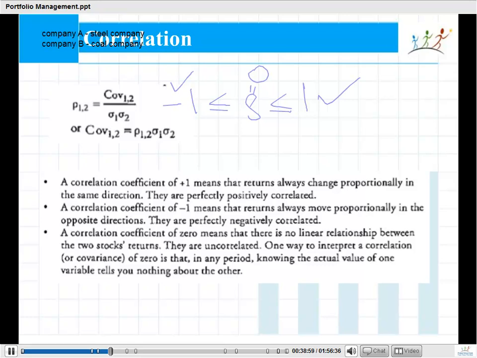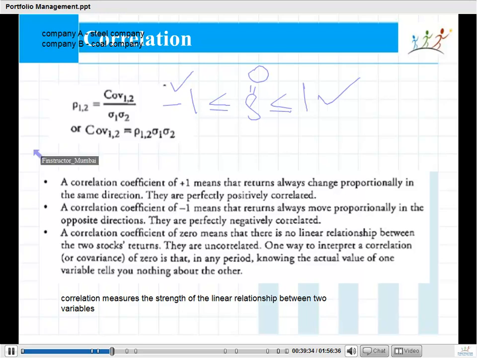Now, just take the definition of correlation, please. You have to memorize this definition. Correlation measures the strength of the linear relationship between two variables.